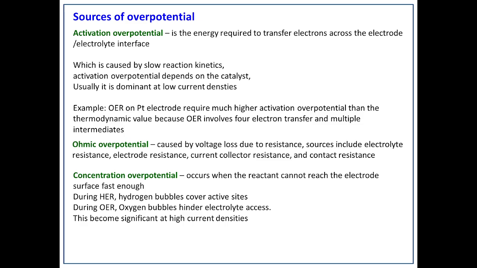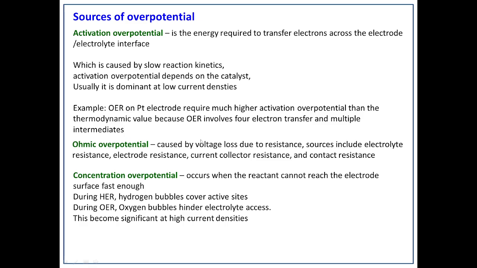There are three main sources. The first one is activation overpotential. Activation overpotential is the energy required to transfer electrons across the electrode-electrolyte interface. Generally, it is caused by slow reaction kinetics. This activation overpotential depends on the catalyst. Usually, it is dominant at low current densities. For example, OER on a platinum electrode requires much more activation overpotential than the thermodynamic value, because OER involves 4 electron transfer and multiple intermediates.